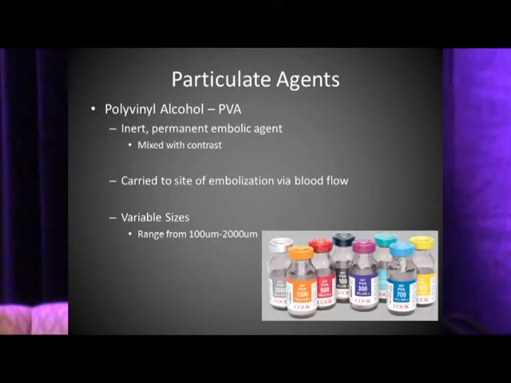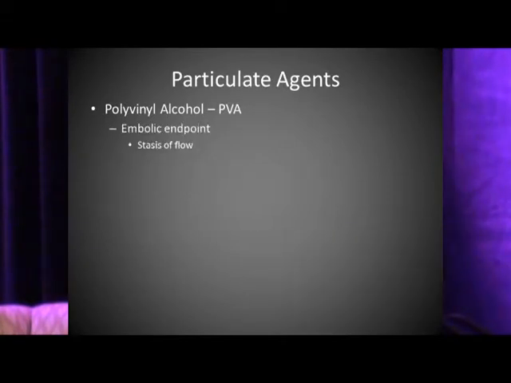Particulate agent, the last one is polyvinyl alcohol. It's an inert, permanent embolic agent. This is not temporary, it is permanent. It's not radiopaque, so you have to mix it with contrast so that you can see what you're embolizing, or see it as it comes out of the end. It's usually carried to the site of embolization via the blood flow. It follows the flow. It's manufactured in multiple sizes, ranging from 100 to 2,000 microns.